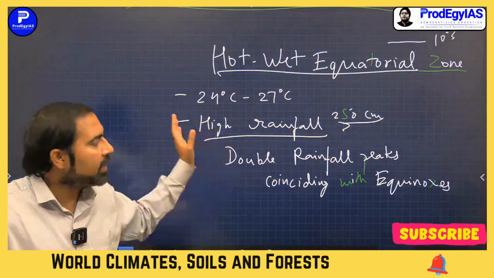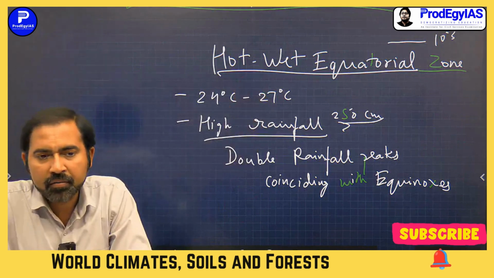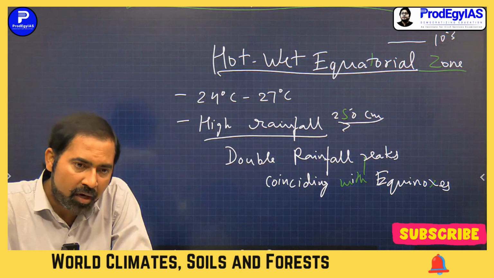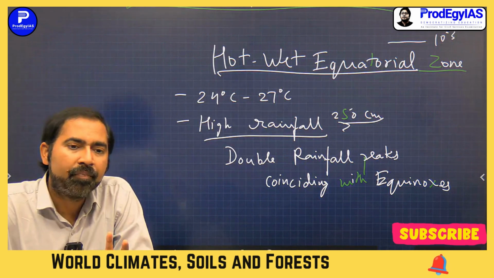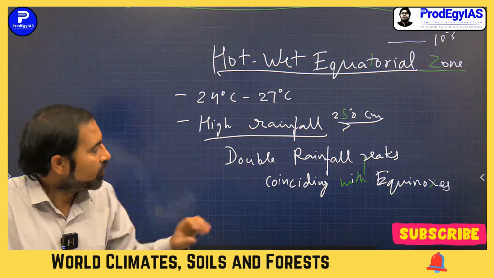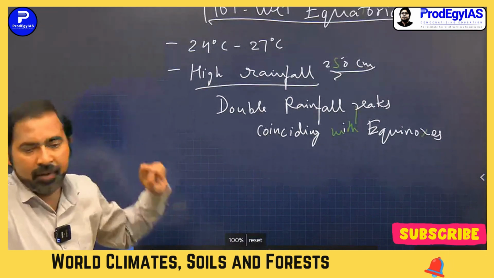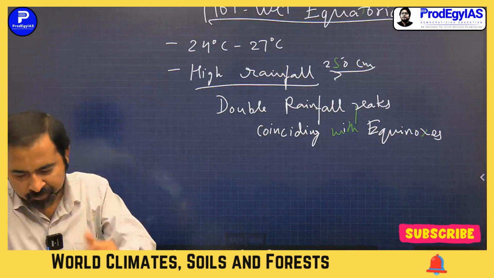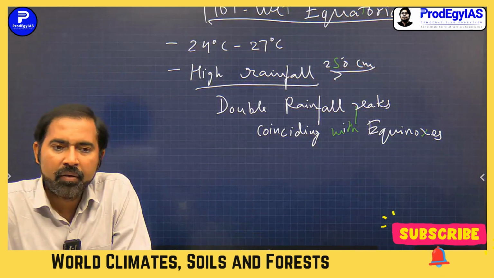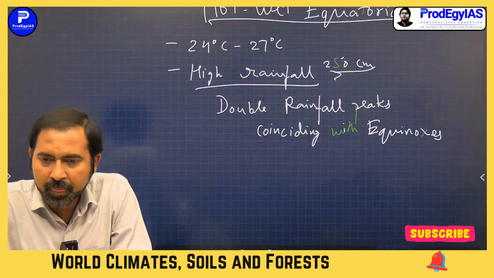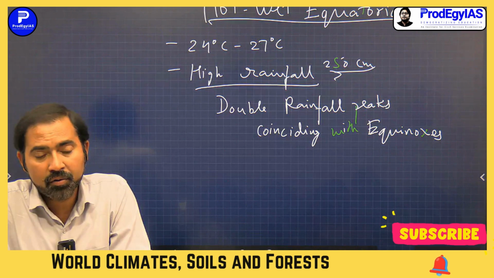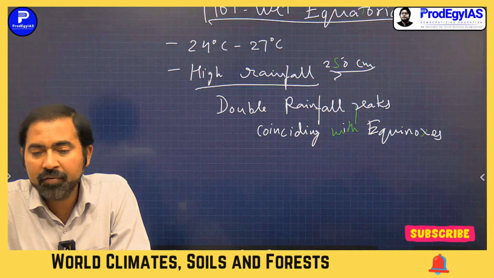Though rainfall is high throughout the year, particularly in two months, mid-March and mid-September, they will receive the highest amount of rainfall, right? So this is a peculiar characteristic of this climatic zone. Mostly rainfall occurs in the afternoons in a convectional manner. Here most of the rainfall will be of the convectional type.